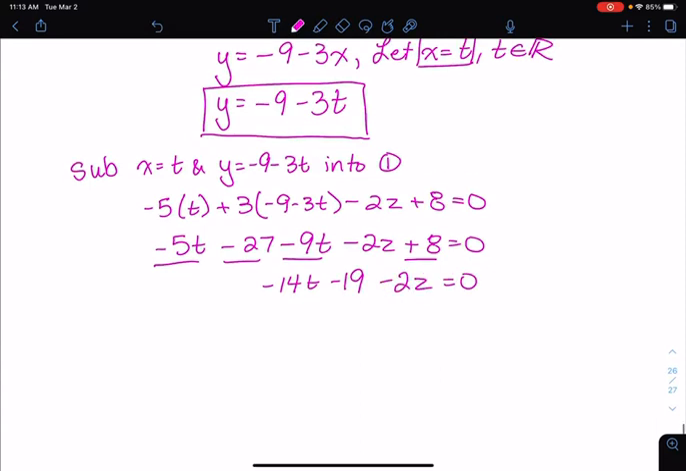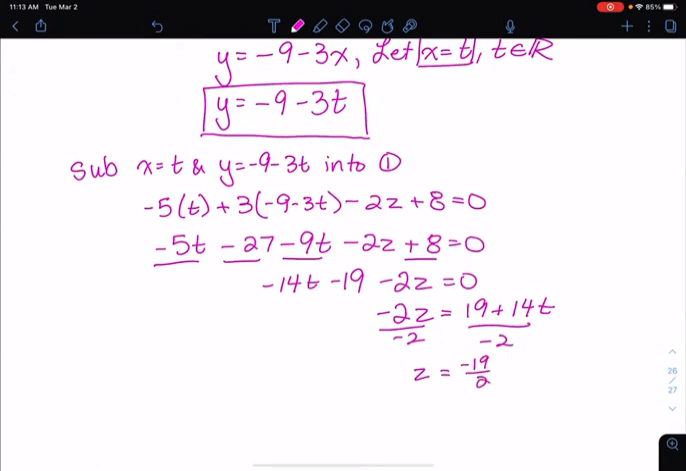So I'm going to isolate z. -2z equals 19 plus 14t. Divide through by -2. And I get z equals -19 over 2 minus 7t. So that is the third of my parametric equations.